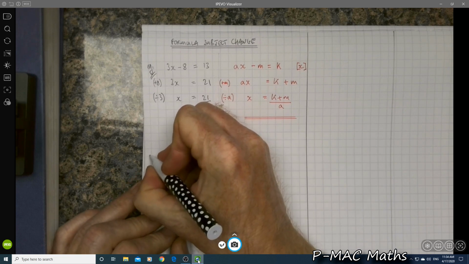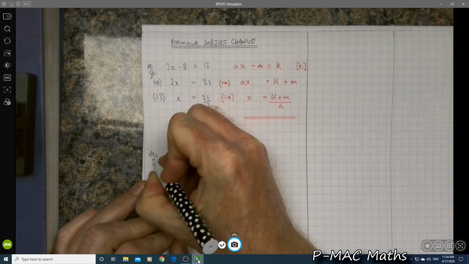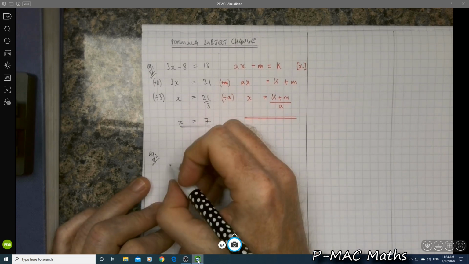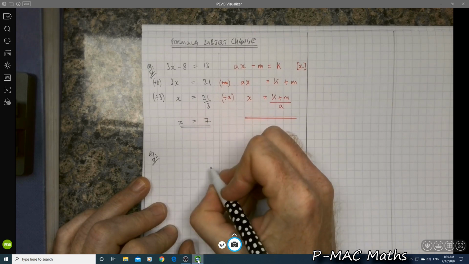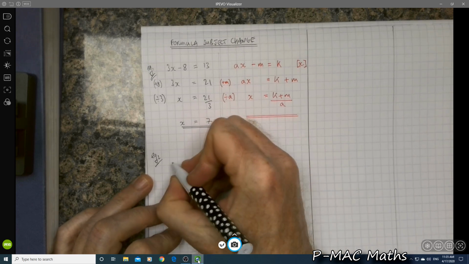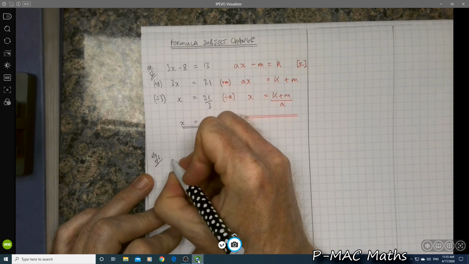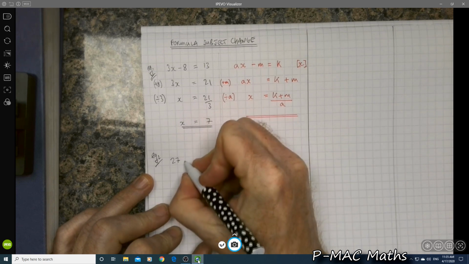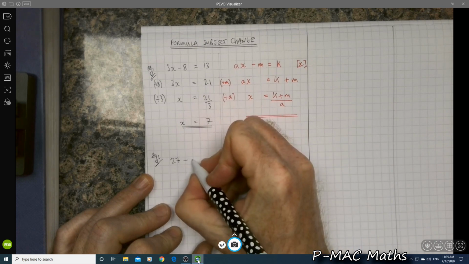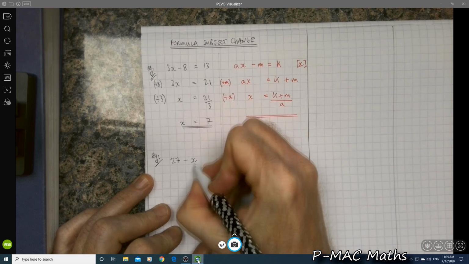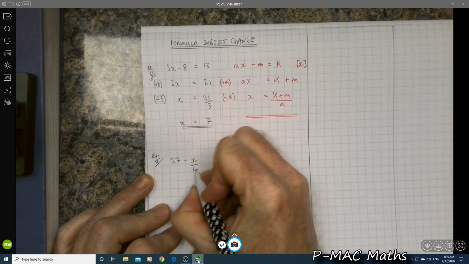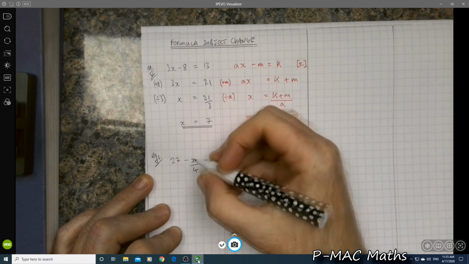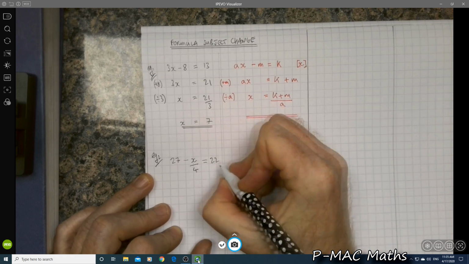Okay, second example, example 2. Let's make it a little bit more complicated here. Let's have 27 subtract x divided by 4 equals 22.